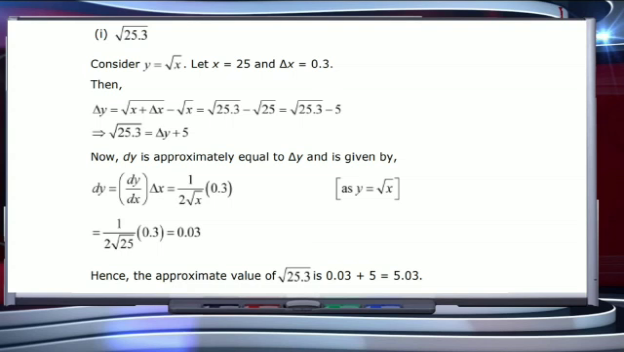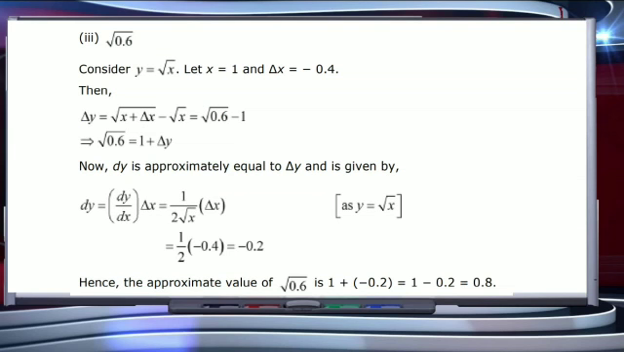So that means the approximate value of under root 25.3 is 5 plus 0.03, that is 5.03. Students, do remember one thing also: the value of root 25.3 must be very near to 5, as root 25 is 5. So root of 25.3 must be very much nearer to 5.